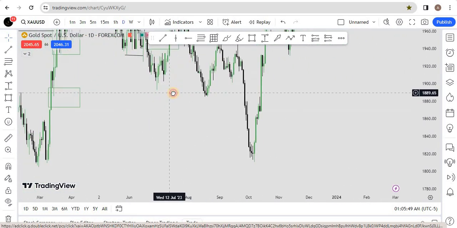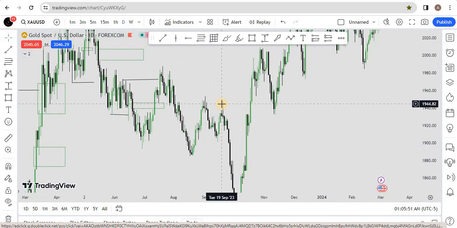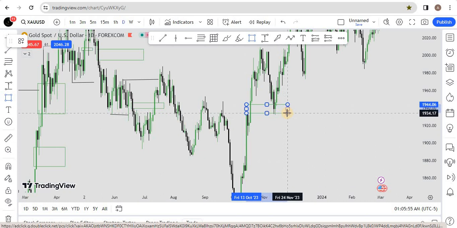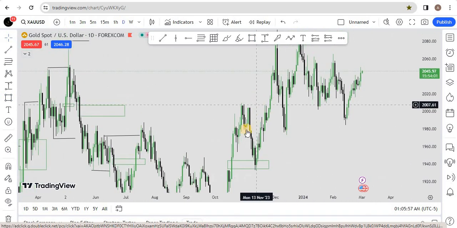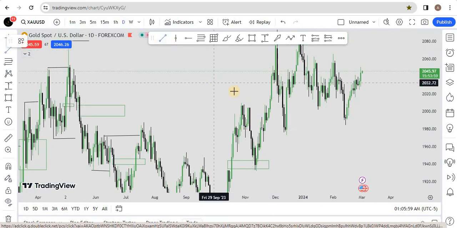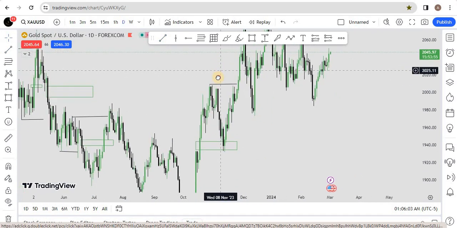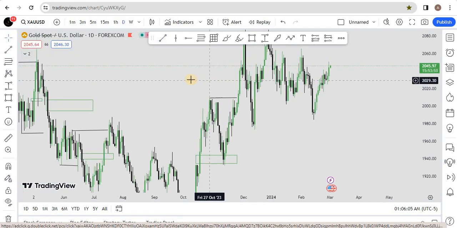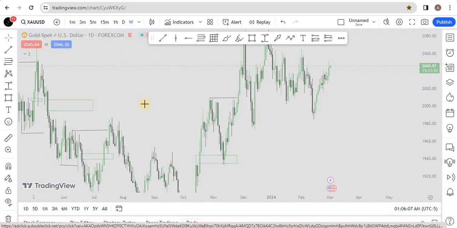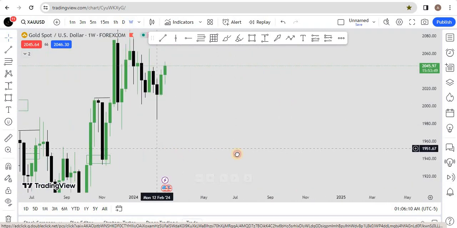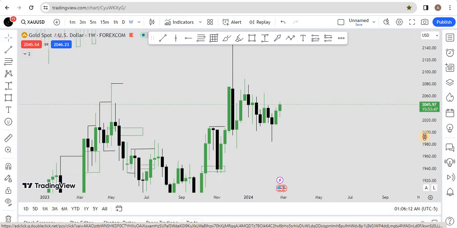Okay, so external range liquidity, we have a fair value gap. Internal range liquidity seeks external range liquidity. From an idea like this, you will determine your daily bias, weekly bias. If we go to a weekly chart, you will understand where the price could go.